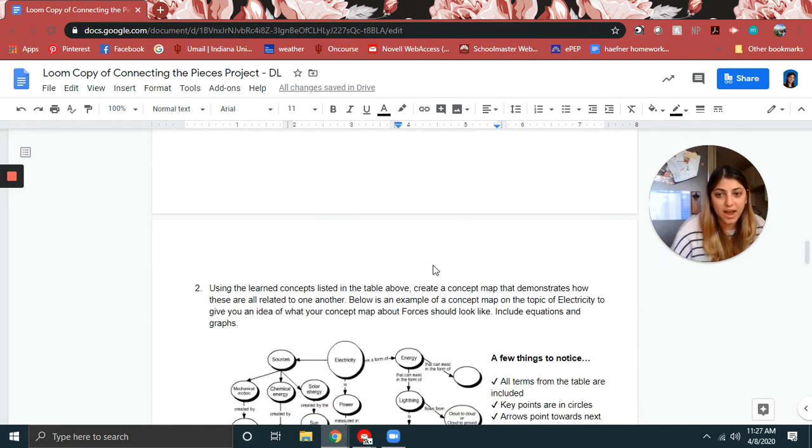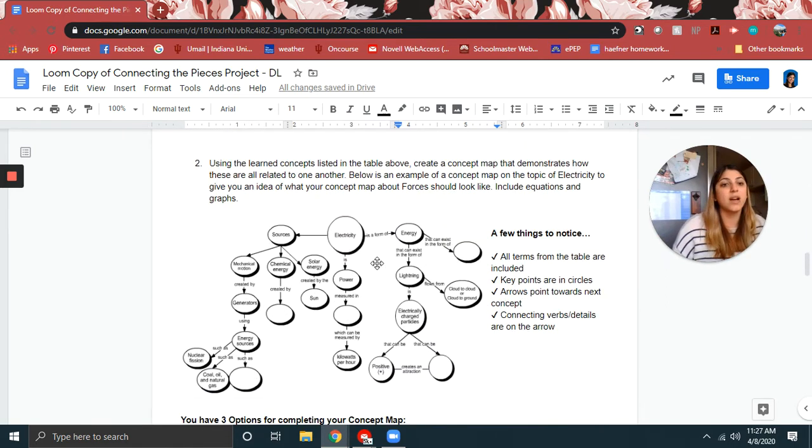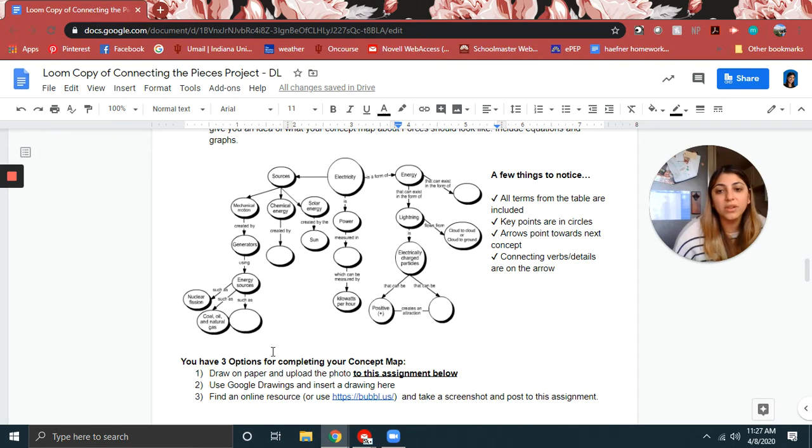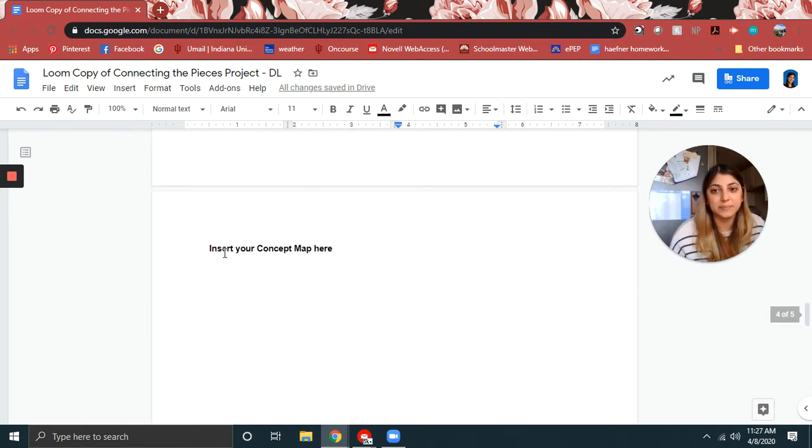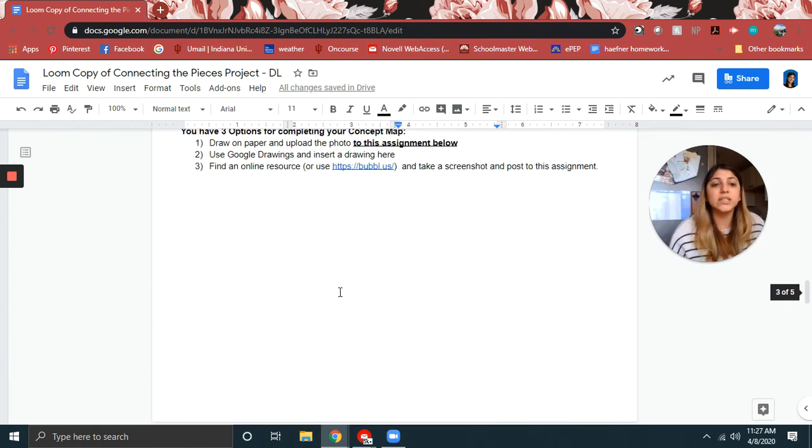So if we jump down, we have an example of a concept map. And I know that there were some questions about how to get started. Some didn't even know where to go with this. So we have a couple of options in terms of how you can complete that. You can just do it on a piece of paper, draw it, and take a picture with your phone. If you have a scanner, you can upload it, and then insert it as an image in this space down here. Okay, so that's one option.